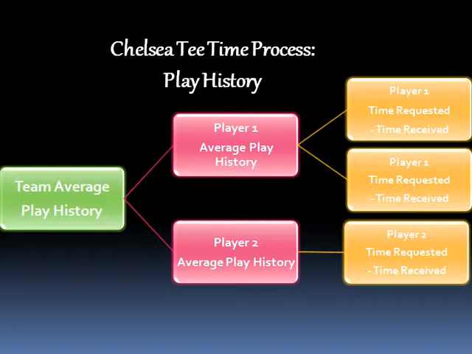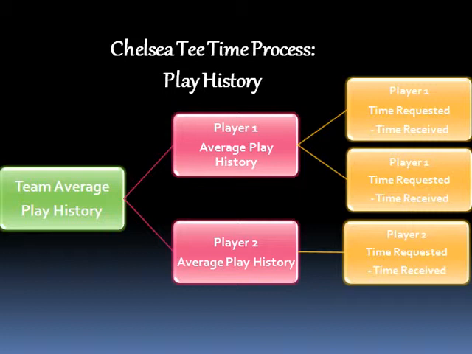It says player 1 tee time request and tee time received. So if they asked for 8 o'clock again, for example, and got 8 o'clock in the morning, they would get 1 full point because it didn't miss their tee time at all. And then if you took the 0.5 from the first example and the 1 from the second example, they would have an average play history of 0.75.